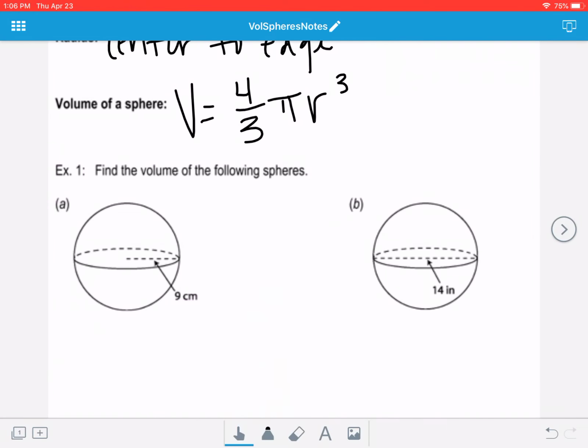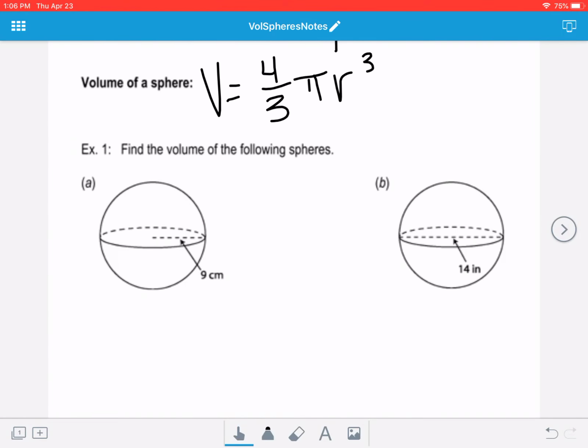So for example 1 here, it says find the volume of these two spheres. Well, when I look at 1a, radius, remember, goes from the center to the edge, would be this segment here, which is 9 centimeters. So we're going to throw 9 into the volume formula. 4/3 pi 9 cubed. When I leave this in exact terms, I'm going to take 9 and cube it, which just means multiply it by itself. And that's going to give me 729.